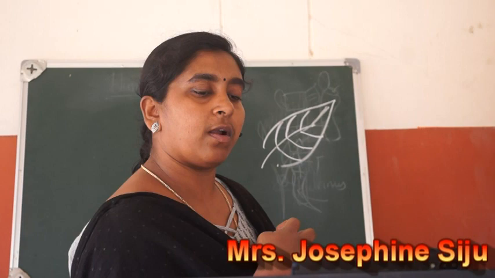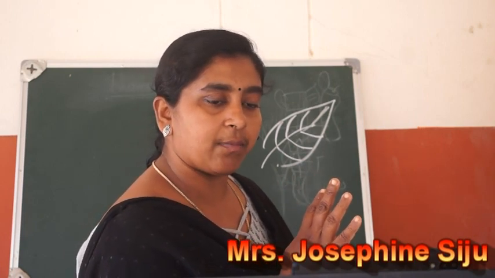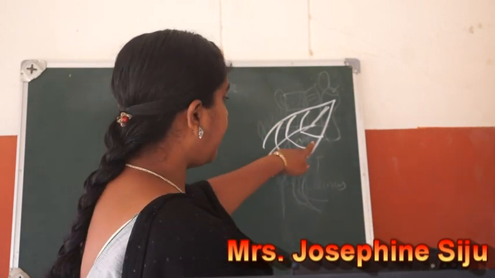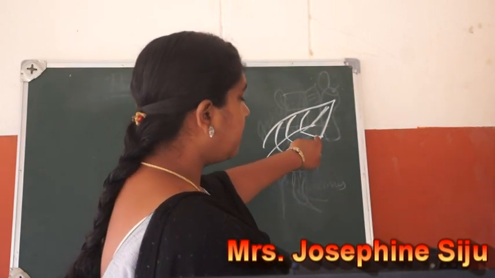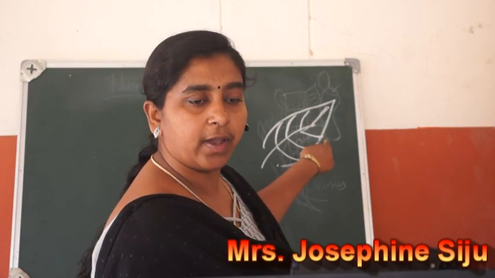So because of that, what will happen? However, through transpiration it will lose a little amount of water. But here it is losing the water simply. We will be able to see that the water is lost from the leaf margin at the veins.